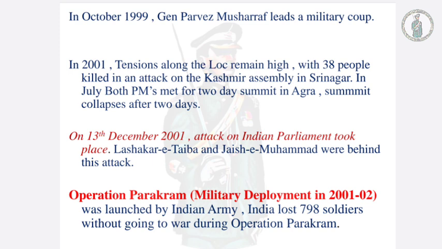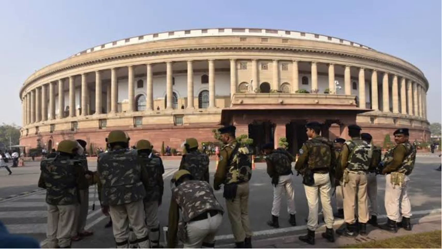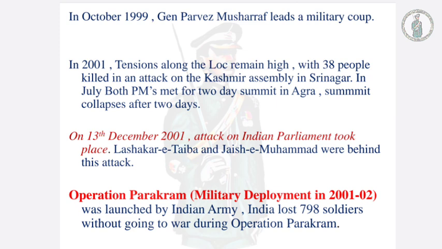Then after 2 years, the tensions along the LOC remained high as there was an attack on the Kashmir Assembly in Srinagar where around 38 people were killed. Then in the same year, in the month of July, both the PMs met for a 2-day summit in Agra, but the summit collapsed after 2 days. Then there was another attack by Pakistan on the Indian Parliament on 13th of December 2001. The Pakistan-based terrorist groups Lashkar-e-Taiba and Jaish-e-Mohammed were behind the attack.